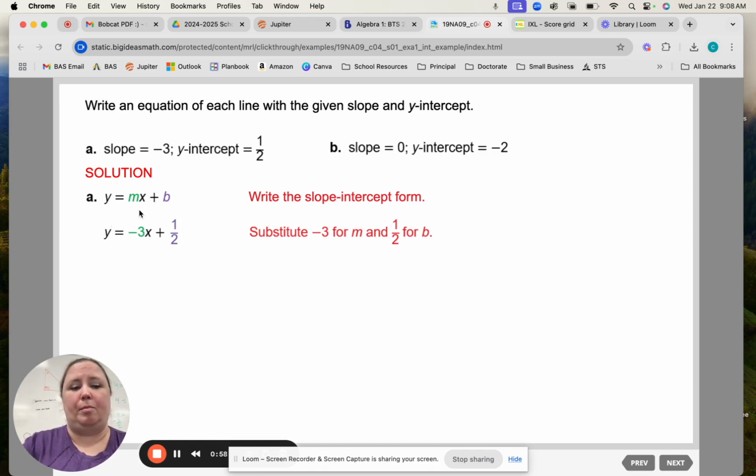So is this in slope-intercept form? Yes. Correct. Do we have to graph it? No. It said write the equation of each line. That's all we're doing. So there's your equation.